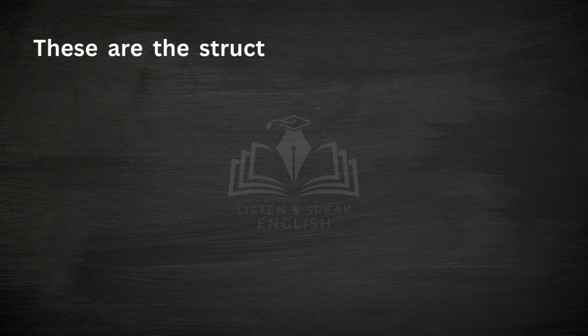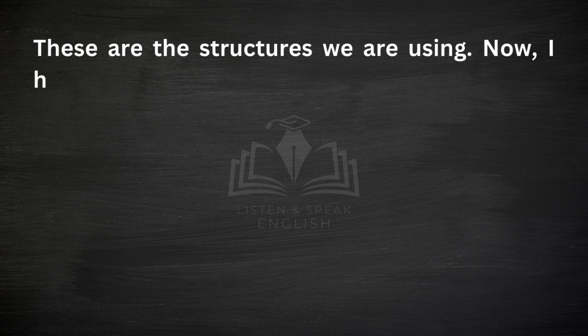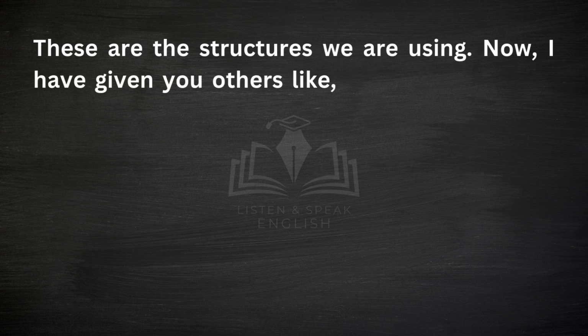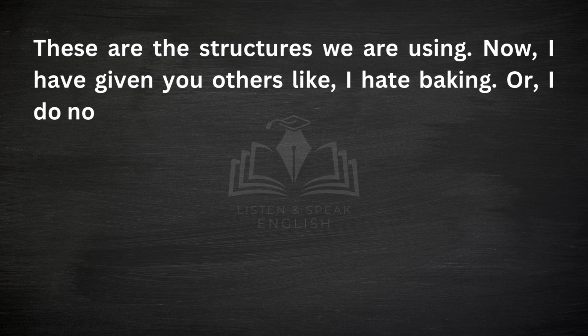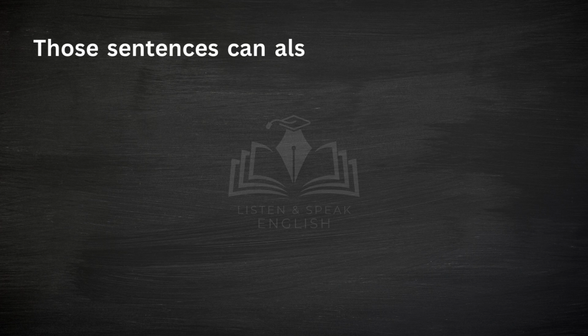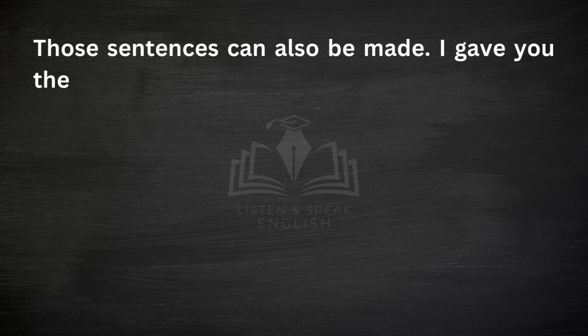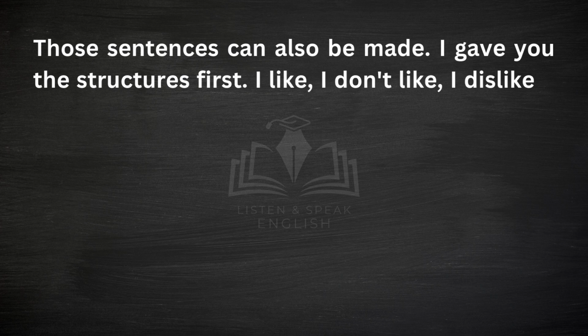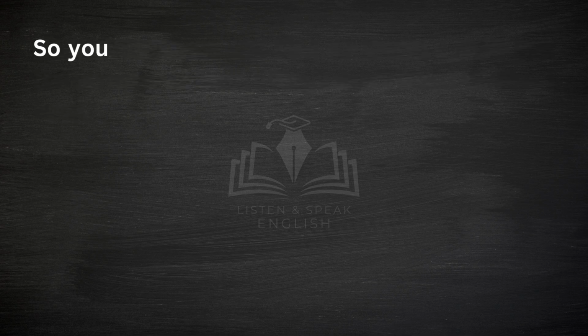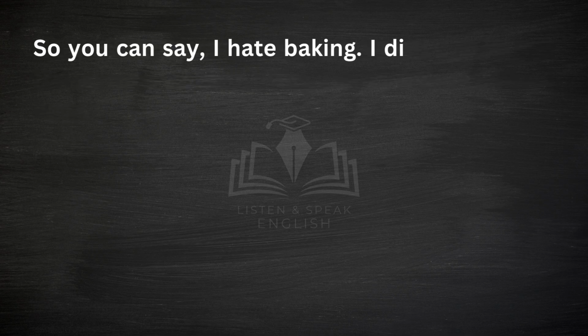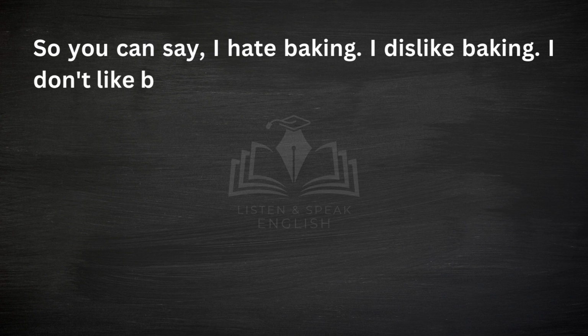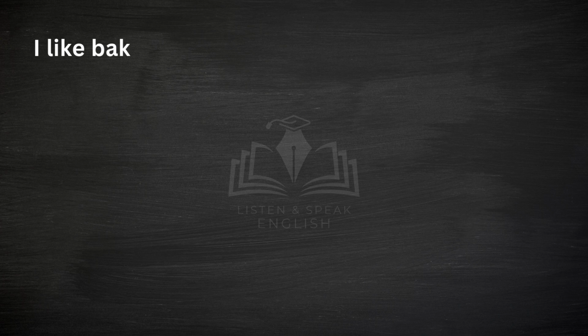These are the structures we are using. Now, I have given you others like, I hate baking, or I do not enjoy baking. Those sentences can also be made. I gave you the structures first. I like, I don't like, I dislike, I hate. So you can say, I hate baking, I dislike baking, I don't like baking, I like baking.